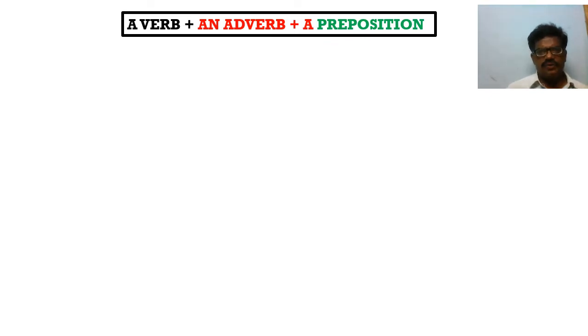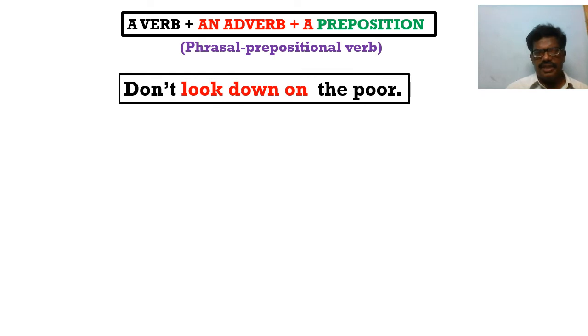Now examples for the third form of the phrasal verb, that is phrasal prepositional verb. Here it is formed with a verb plus an adverb plus a preposition. Look at this sentence. Here the phrasal prepositional verb is formed with a verb plus an adverb down plus a preposition on.